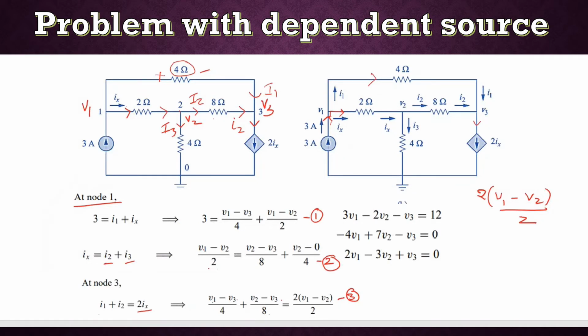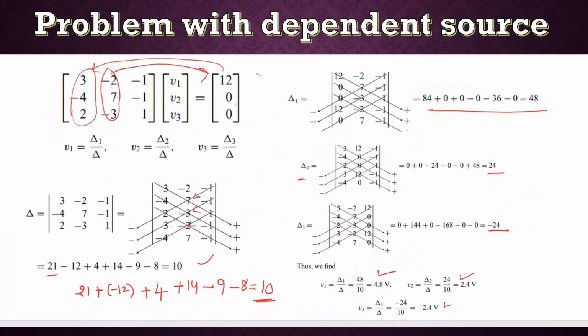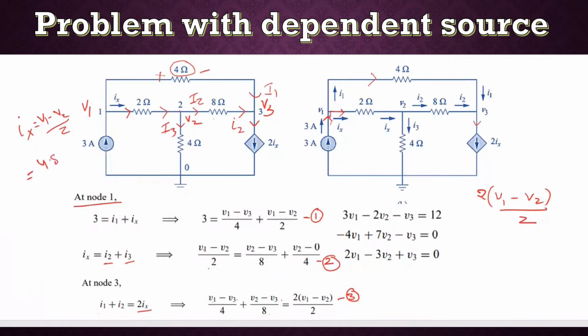After getting them, you have to find the currents. Suppose I want Ix, so Ix is equal to how much? Ix is nothing but V1 minus V2 divided by 2. So what is V1? V1 is 4.8, V2 is 2.4. So 4.8 minus 2.4 divided by 2. How much will it be? So 2.4 divided by 2, that is 1.2 amperes. So the current Ix is 1.2 amperes.